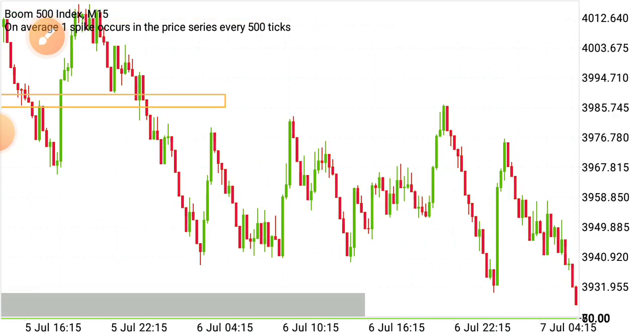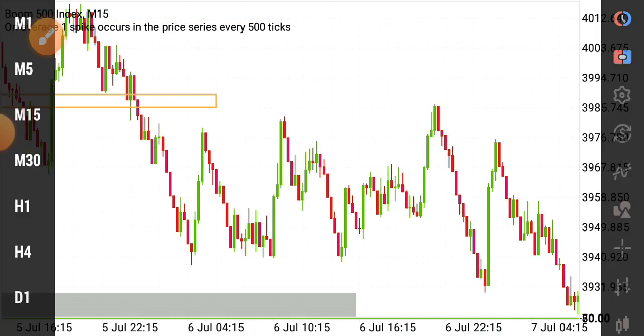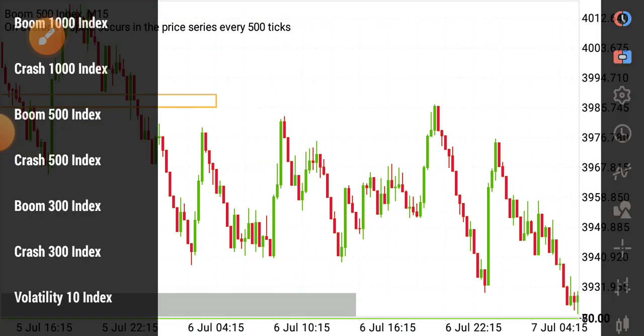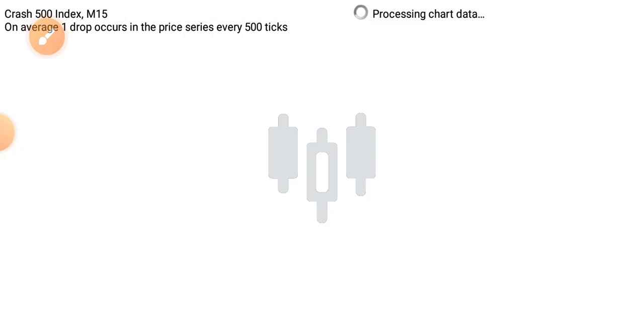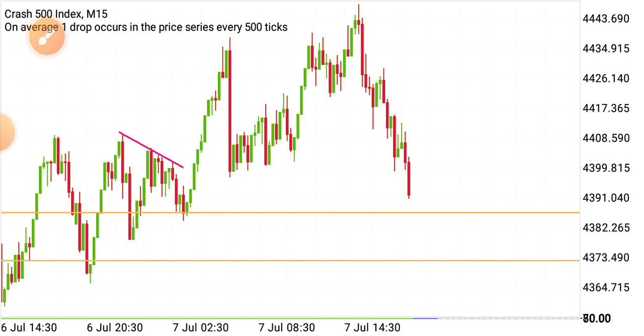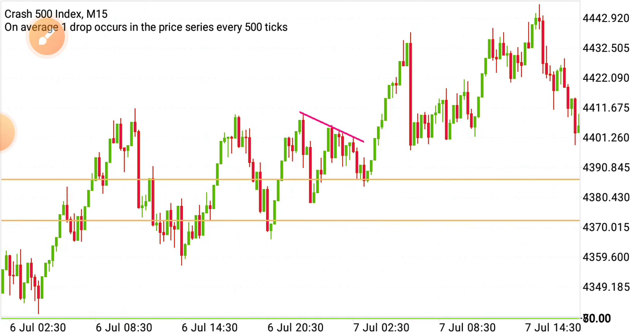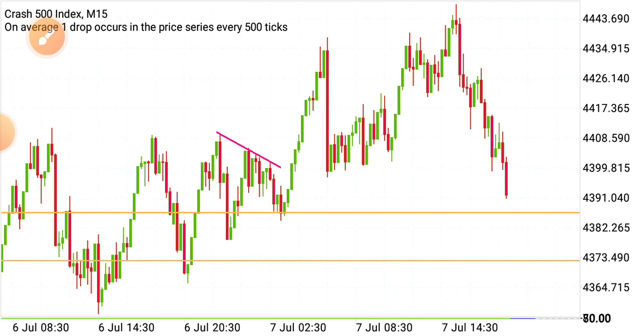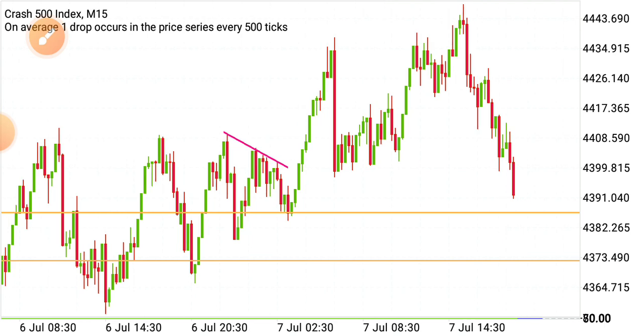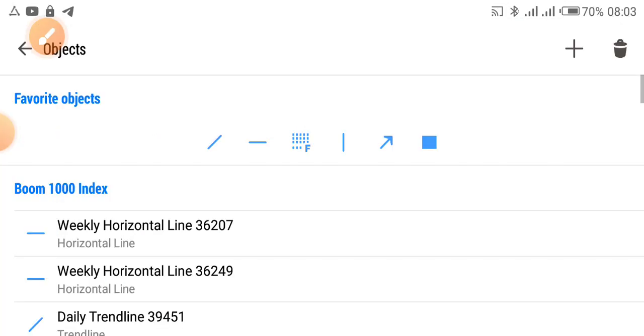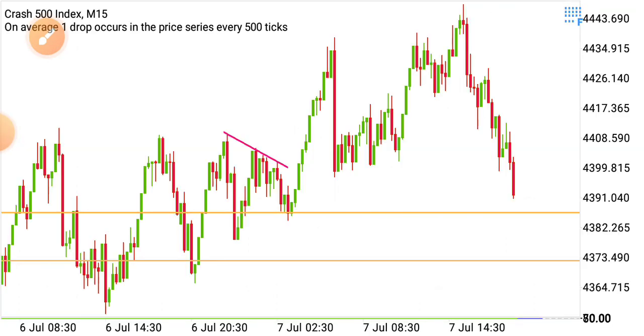Okay, let's go. Let me look for another pair so we can test. Maybe Crash 500. Let's let it load and see what's happening, if we can get a good retracement. Okay, let me test this. Alright, this is a swing low. Where is the swing low I can use? Then this is a better swing low.